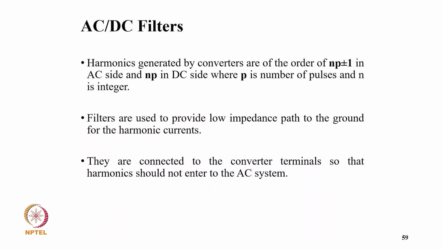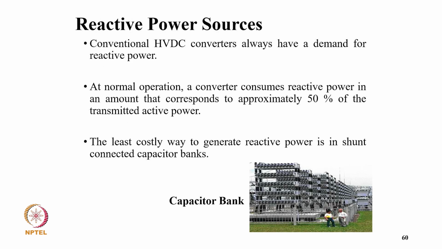Now going to AC-DC filter, the harmonics generated by converter are of order of NP plus minus 1 in AC side and NP in DC side, where P is the number of pulses and N is the integer. The filters are used to provide low impedance path to the ground for the harmonic current, and they are connected to the converter terminal so that harmonics should not enter the AC system.